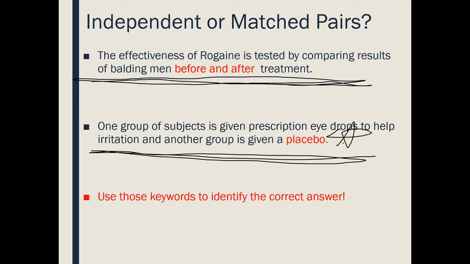Okay? Again, look for those keywords: before and after is a matched pair keyword. Placebo is usually an indication of independent, because if you have a placebo group, that means you likely have a non-placebo group, and again, they're separate.